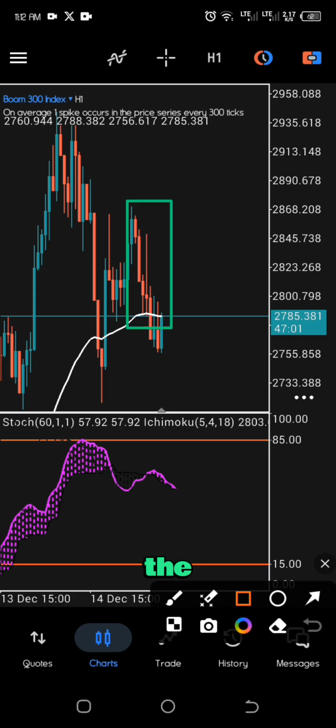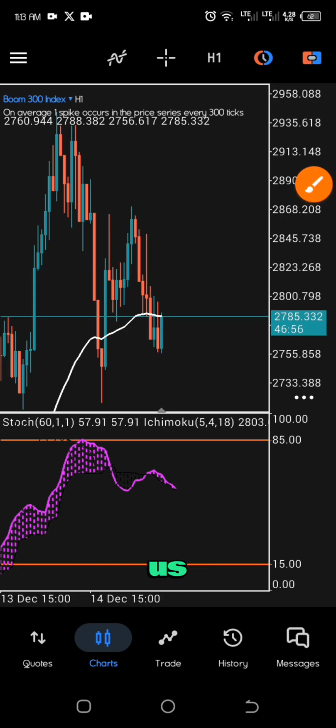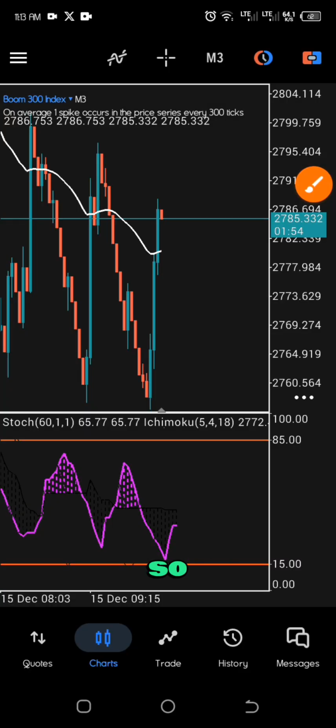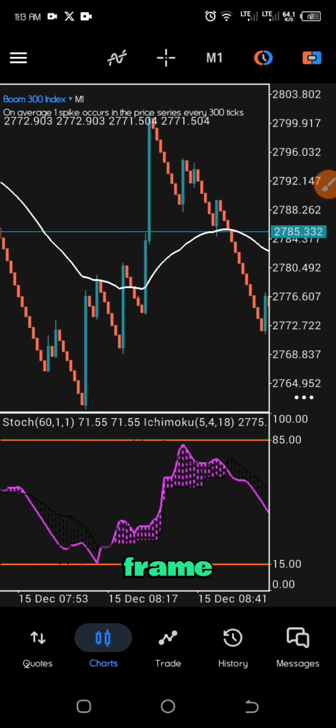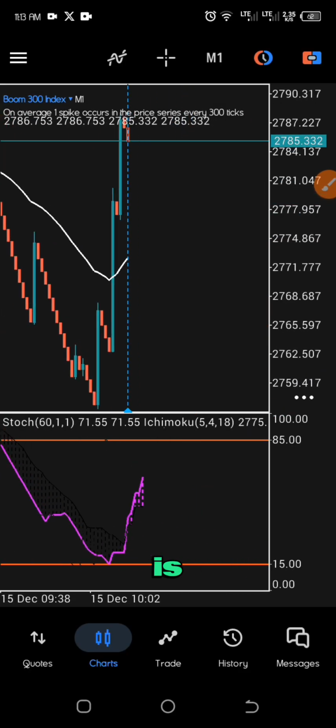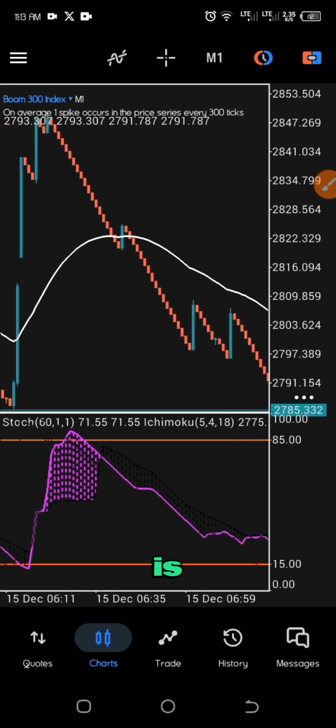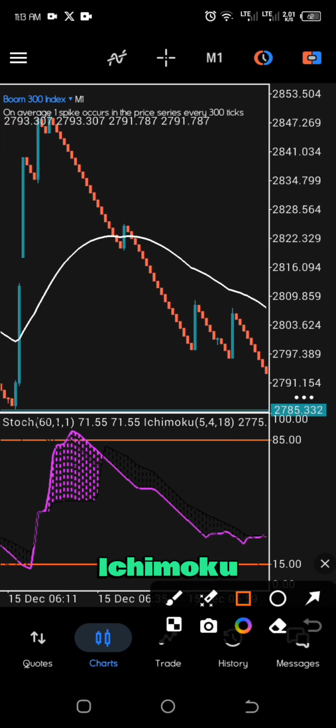Now here on the 1 hour time frame, you can see that the price is going down, which means that there is an opportunity for us to scalp some candles. So the next thing we do is go to the 1 minute time frame. And what do we want to see now? On the 1 minute time frame, we want to see the Ichimoku come to the 85 levels, which is very important.